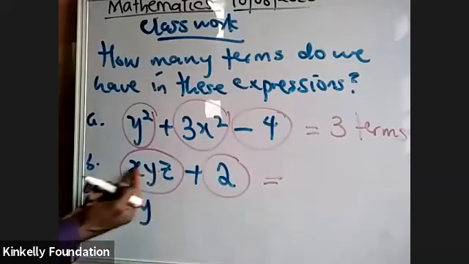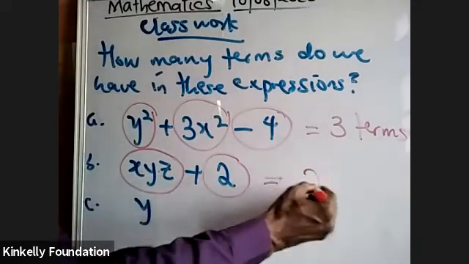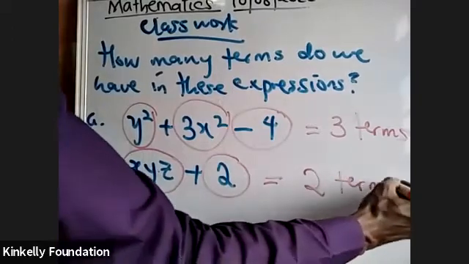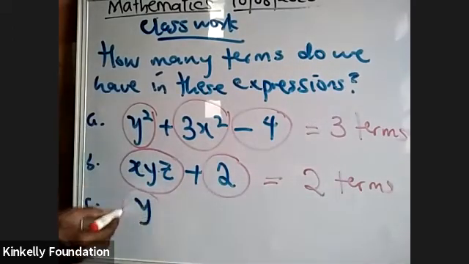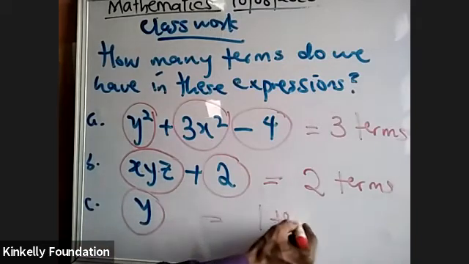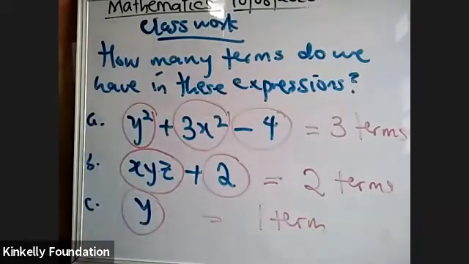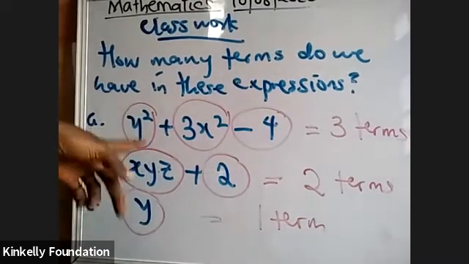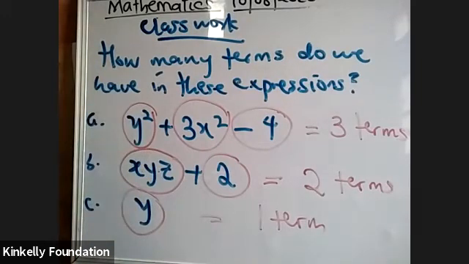So we have 1 and 2. We have 2 terms in this. This is just 1 term in y. So we have only 1 term. So we have gotten what we mean by terms, and we also note that terms are being added or subtracted. That is how you join them together.